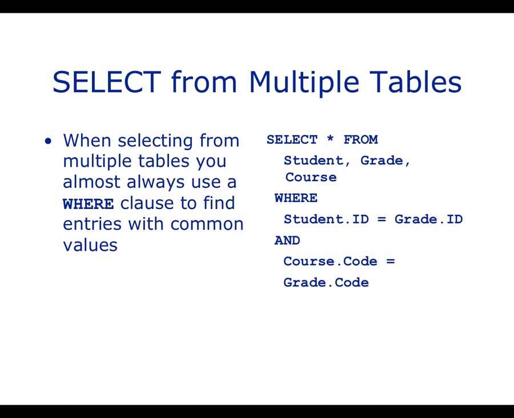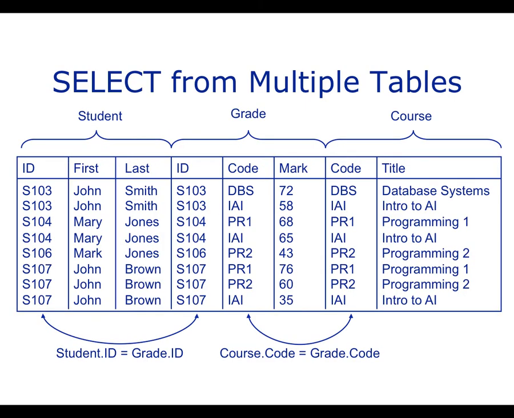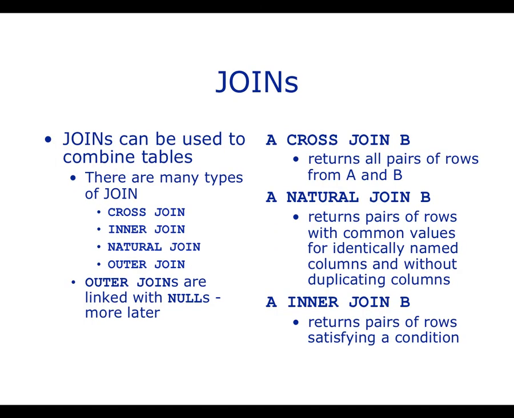Now, one of the keys when selecting from multiple tables is to always make sure you use the WHERE clause to find the common values. So this example is showing a select all from student, grade and course where the student ID equals the grade ID and the course code and the grade code are identical. This allows you to pare down the information in such a way that you can select it from multiple tables, tie the information together, and be able to properly form the results together into a simplified view.